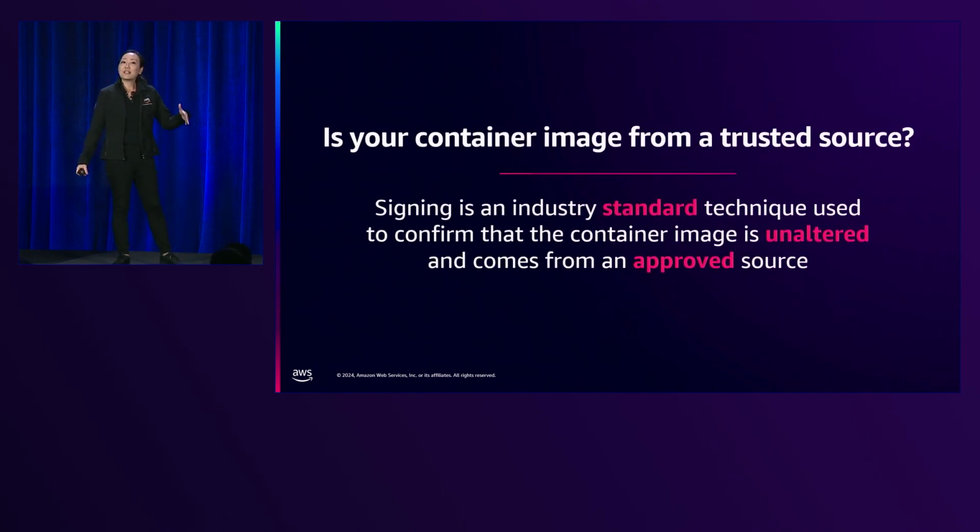So the answer to this is signing and verification. If you sign and verify your container images, you know it comes from a trusted source and has not been tampered with. And this is an industry standard technique. So what do we mean by a trusted source? Trusted source means that if you can imagine your own private Git repo for your organization and your CI/CD pipeline, anything that comes from outside of that is an untrusted source, which is fair enough.